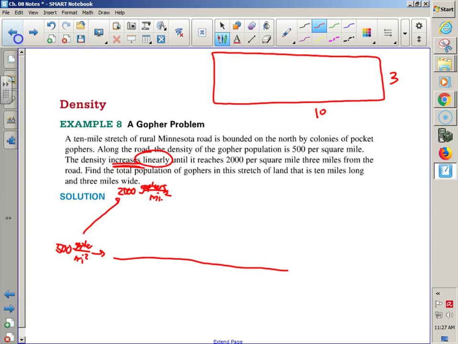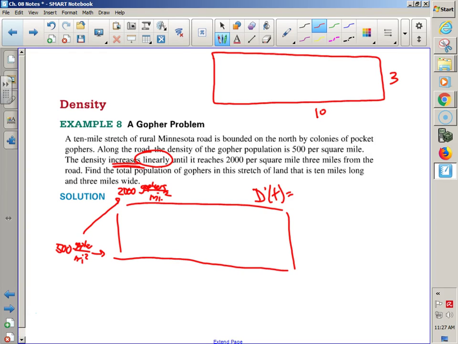What else is important? So what would d prime equal? This is my road, and here's all the gophers. The gophers right here are 500 per square mile, and the density increases linearly, like an increase, 1,000 out here. So I'm asking, how can we write d prime?